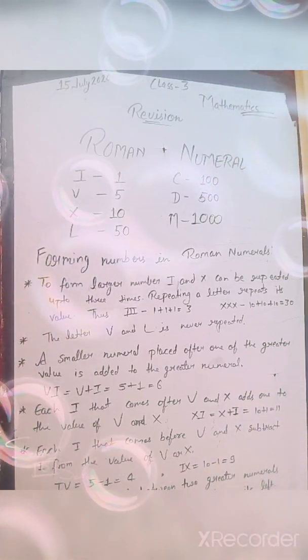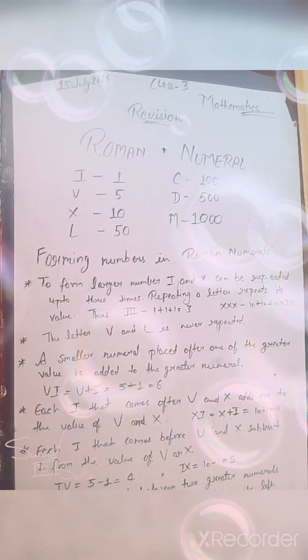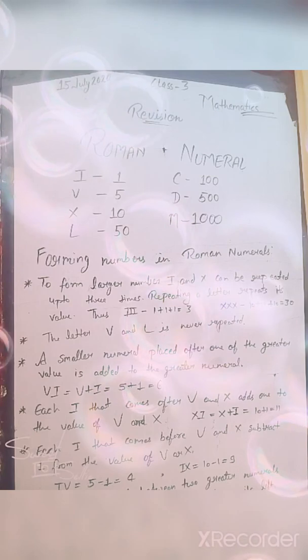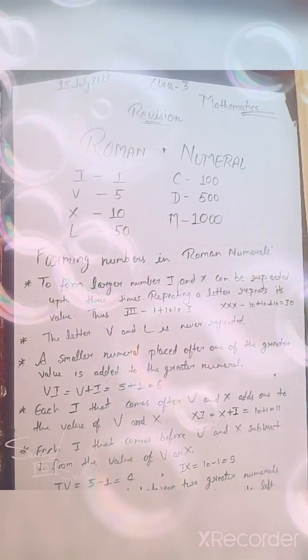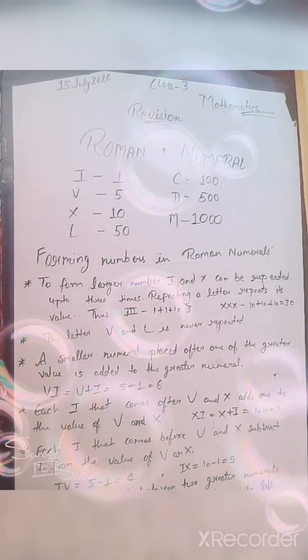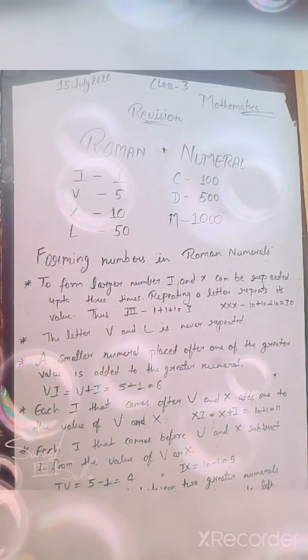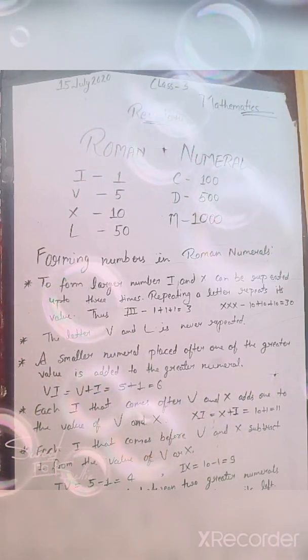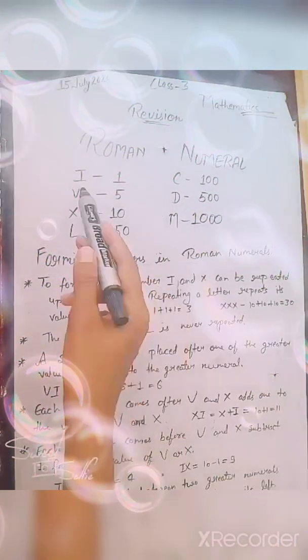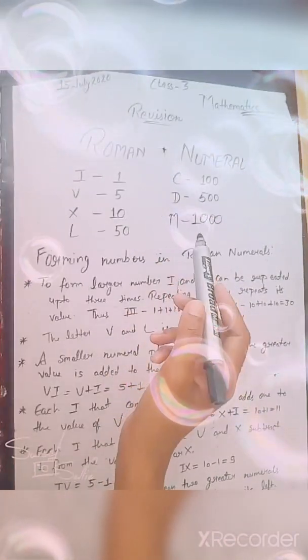Long ago, people of Rome had a different system of numbers. They didn't know about zero. Instead, they used 7 letters of the alphabet as a basic system to write all numbers, that are I, V, L, X, C, D and M.